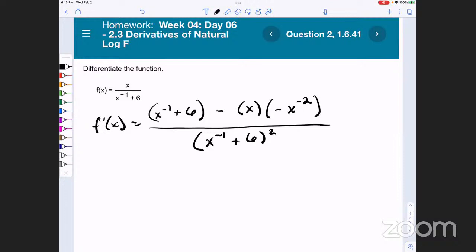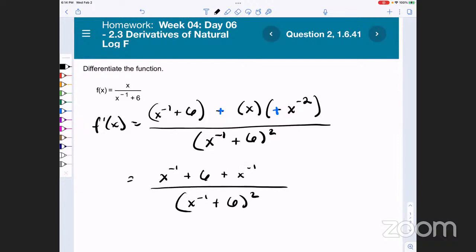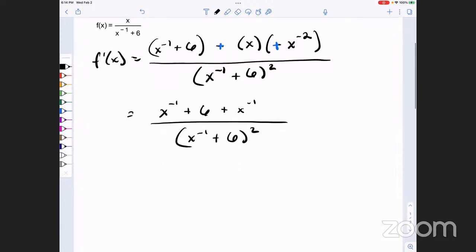Okay, so let's see if we can simplify this. We can't get any cancellations. Let me see. Over here we got a double negative, right? So this negative is going to cancel with that. We're going to have x over x squared, so that's going to finish as basically x to the minus 1. Okay, so let's account for these changes. So we're going to have x to the minus 1 plus 6 plus another x to the minus 1 over x to the minus 1 plus 6 quantity squared, okay? I think those are like terms, and so we can add those together. So here, we can get 2x to the minus 1 plus 6 over x to the minus 1 plus 6 quantity squared, okay?